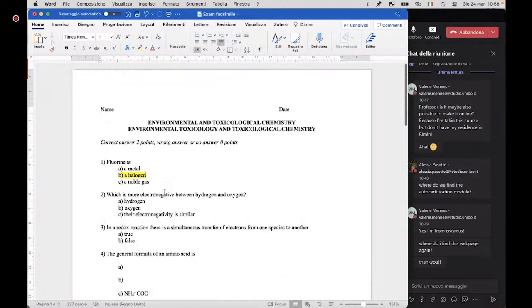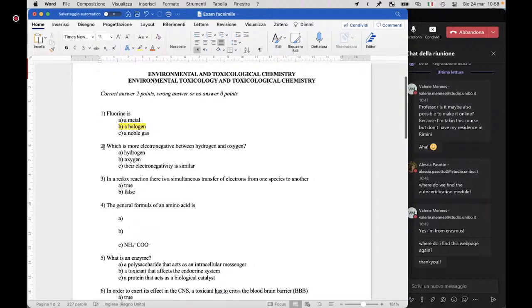Okay, so in this case, of course, we will do every one of you online separately, while in person each person will take the exam together at the same time. Okay, so this is a question. This is another question: which is more electronegative between hydrogen and oxygen? Of course, you may remember that oxygen is the most electronegative element except fluorine, so of course it's oxygen.